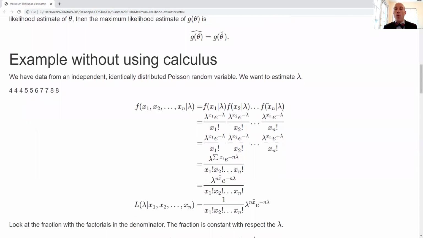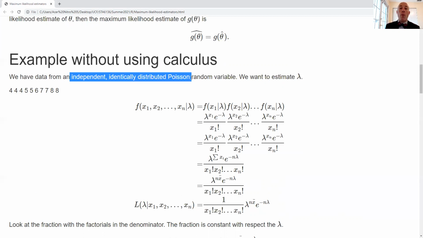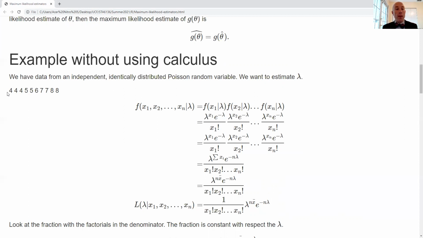All right, so let's run through an example, but I'm not going to do any calculus at all. I could, maybe I should, but I'm going to work through this pencil and paper style. When I get to the maximization step, I'm going to plug it into R and let R do the heavy lifting. So let's say that I have data, independent, identically distributed from a Poisson random variable. I want to know what is the parameter of the Poisson random variable. I want to estimate lambda. So here's my data. I've got about 10 data points, something like that.